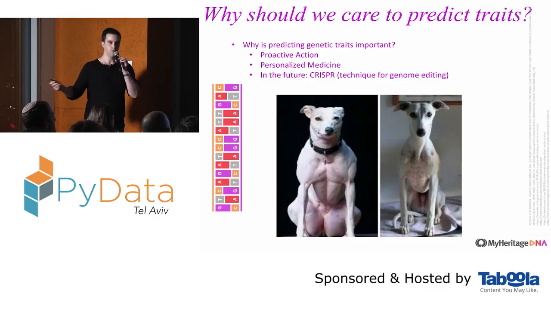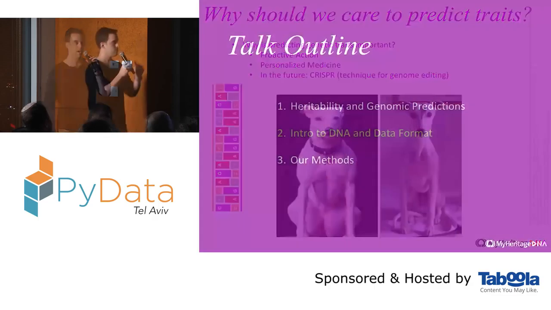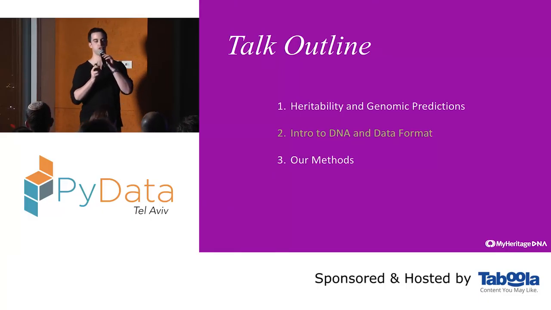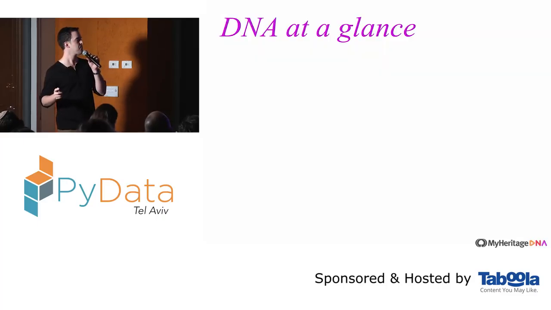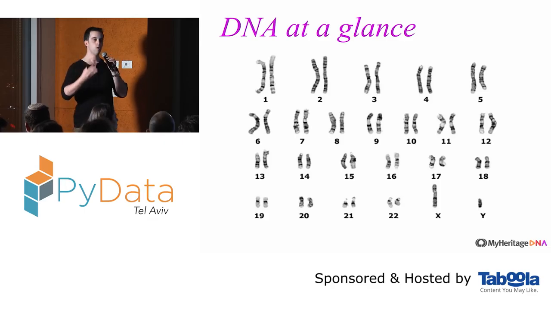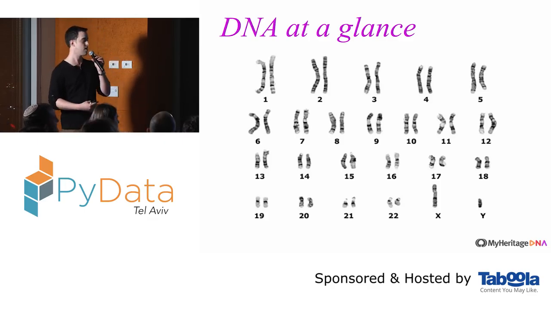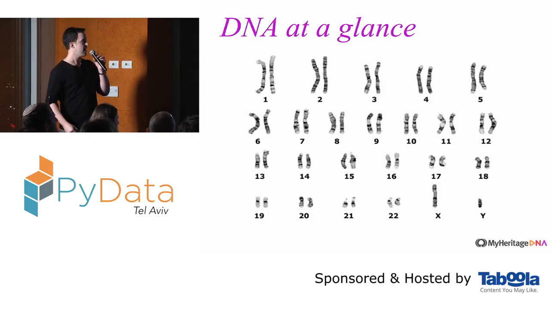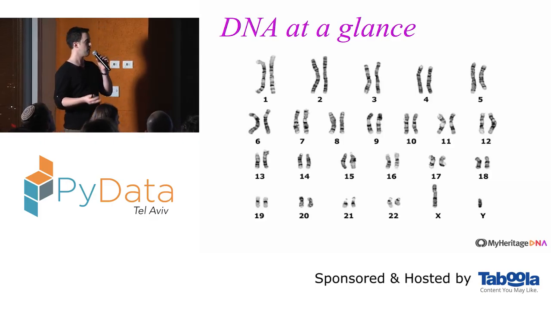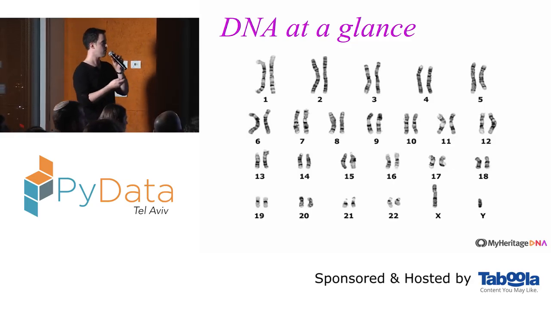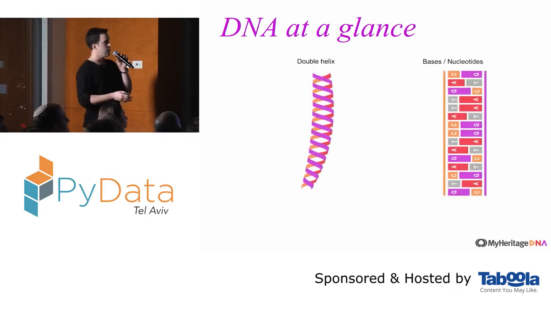So these are a few reasons why genomic predictions are important. I hope I've convinced you that genetic predictions are important. So now let's give a brief introduction to DNA as well as the data format. Essentially, DNA can be seen as a really long array of letters where the letters are A, C, G, or T. That's the alphabet of genetics. It just happens that your DNA is split into 23 chromosomes, one of which you get from your dad and one of which you get from your mom. They have relative sizes, and the data will come in this format.